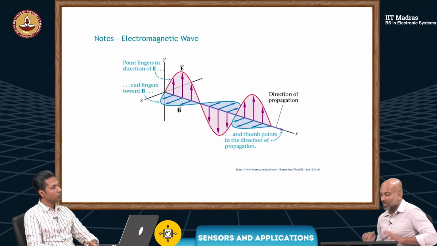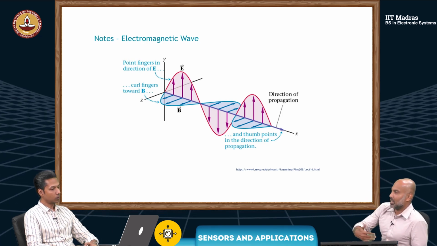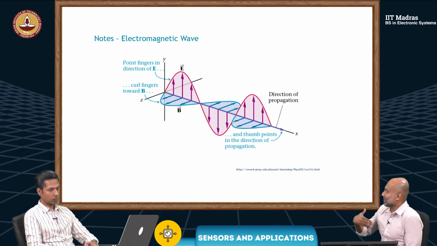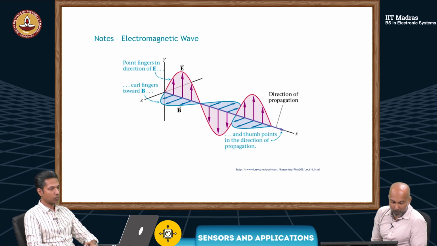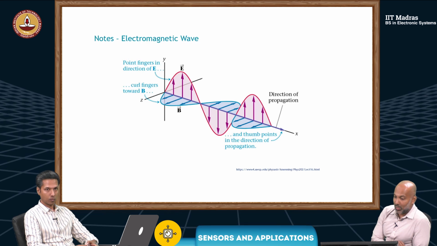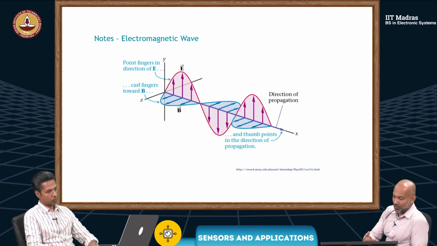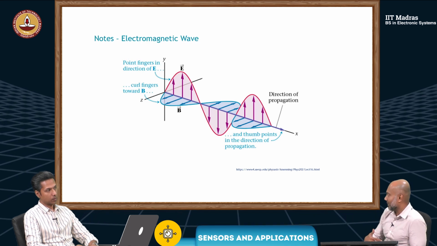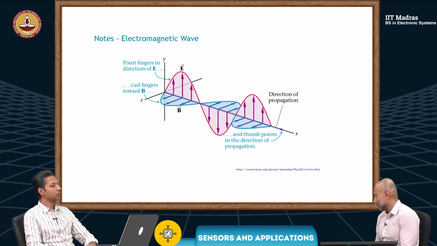Now, this is just a diagram to show you how. We talked about a changing electric field producing a changing magnetic field, and the changing magnetic field producing a changing electric field. When you talk about electromagnetic waves, this is what we talk about. We have E and B, perpendicular to each other. They drive each other all the way through.